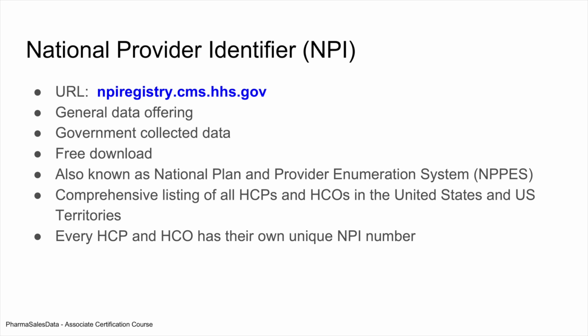National Provider Identifier, NPI. URL is npiregistry.cms.hhs.gov. It's a general data offering. It's government collected data, another free download. It's also known as the National Plan and Provider Enumeration System, NPPES, and it's a comprehensive listing of all HCPs and HCOs in the United States and U.S. territories. Every healthcare provider and every healthcare organization has their own unique NPI number.